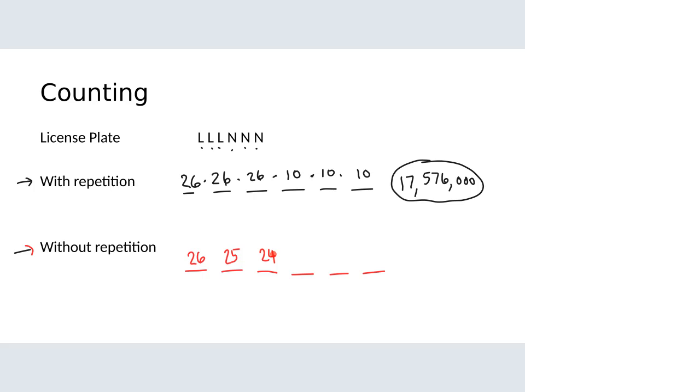Same philosophy with the numbers. I have 10. Now that I've used one, there are 9 available. Now that I've used 2, there are 8 available. Find the number of choices for each stage and multiply those together. 26 times 25 times 24 times 10 times 9 times 8 is 11,232,000. It's less than the other way, which we would expect since you're not allowed to have any repeats. The key here is the fundamental principle of counting. Find the number of choices for each stage, multiply those together.